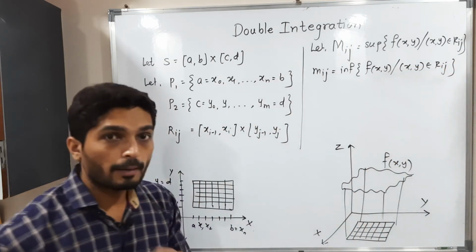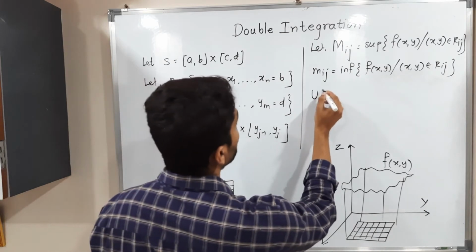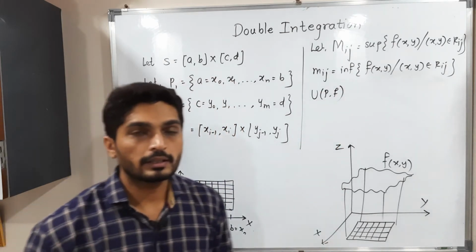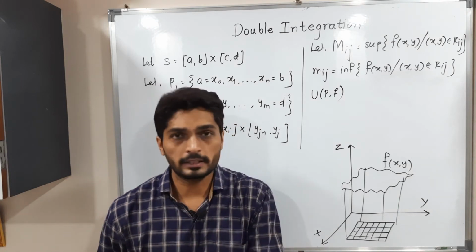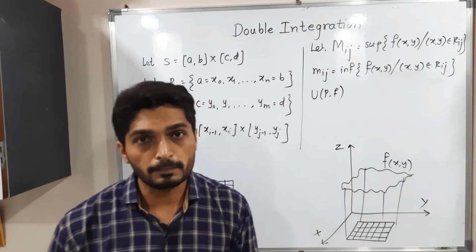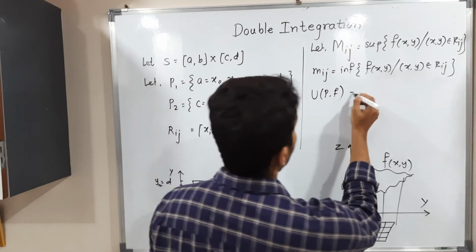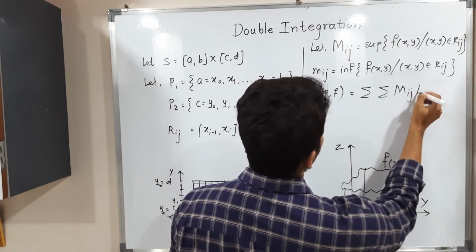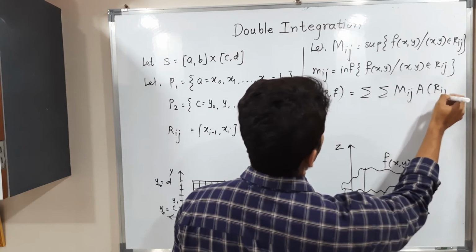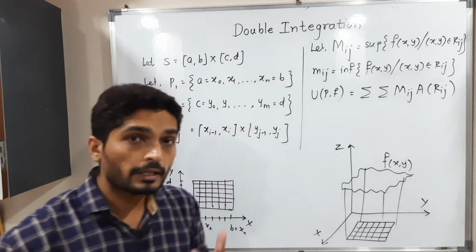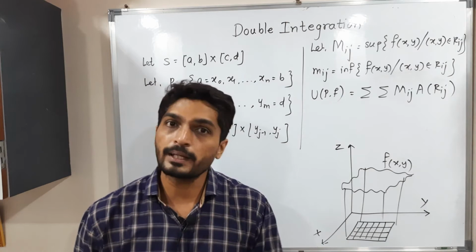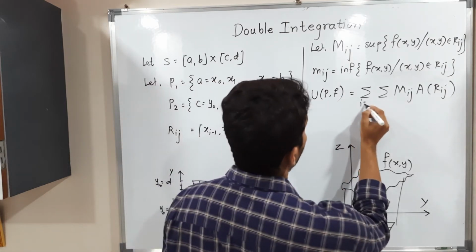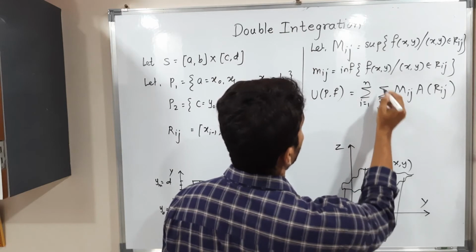After that, I'm going to define U(P,f), or you can say upper sum. Here it is similar to the Riemann integration which I already studied in second year BSc. So U(P,f) is equal to the summation of capital Mij into A(Rij). Maybe you will think why I'm taking a double summation: since we have two variables i and j, one summation for i and a second summation for j, i running from 1 to m, j running from 1 to n.